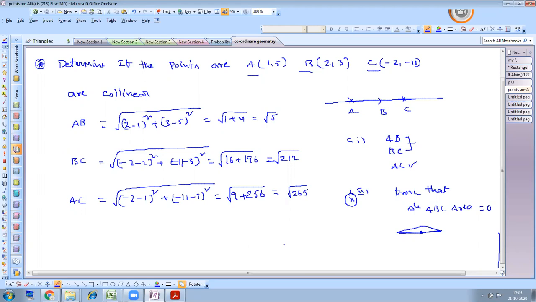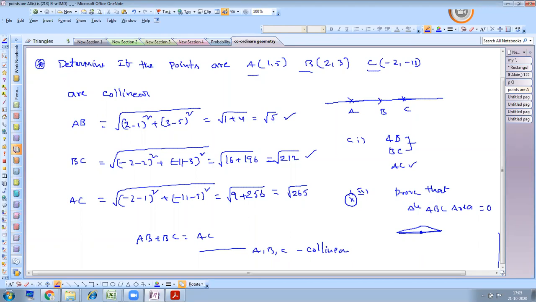Okay, you can say not collinear. Just mention it as not collinear. These are not collinear. Suppose if you are getting two small values and if you are getting AB plus BC equal to AC, then only you can say A, B, C are collinear.